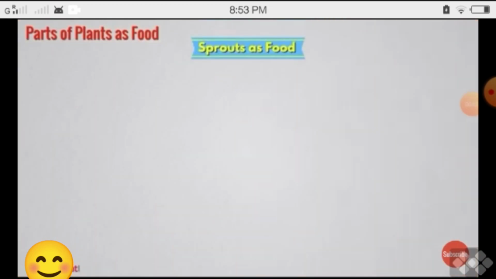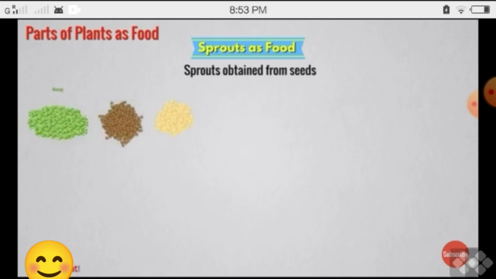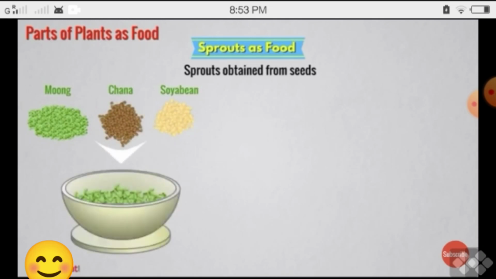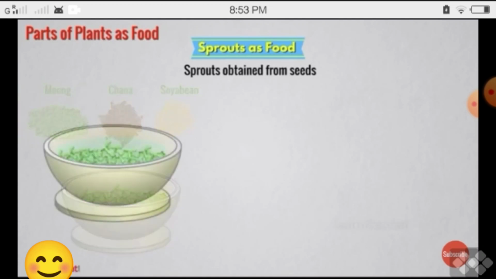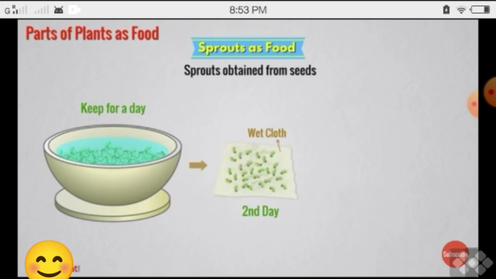We all eat food made from sprouts. Do you know how we obtain sprouts? These are basically obtained from seeds. The seeds of plants such as moong, chana or soybean are kept in a vessel having a bigger opening. Put sufficient water in the vessel. Keep it as it is for a day. The next day, remove water completely from the vessel. Now put the seeds over a wet cloth and cover them with the cloth.